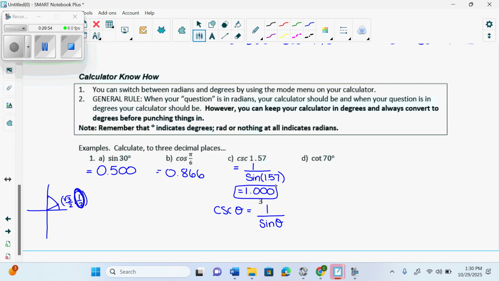Cotan on your formula sheet, cotangent. You could use cos over sine because you have both those buttons. Or if you look a little further down, cotangent theta equals 1 over tan theta. So it's easier to type it into your calculator that way. So cotan of 70 equals 1 over tan of 70 degrees. What do we need to be in? Degrees. And so you get 0.364.